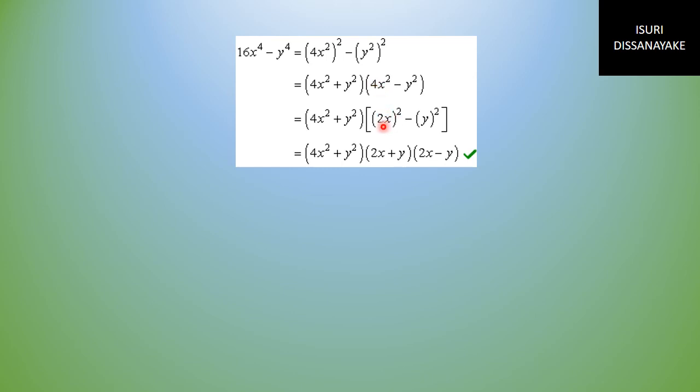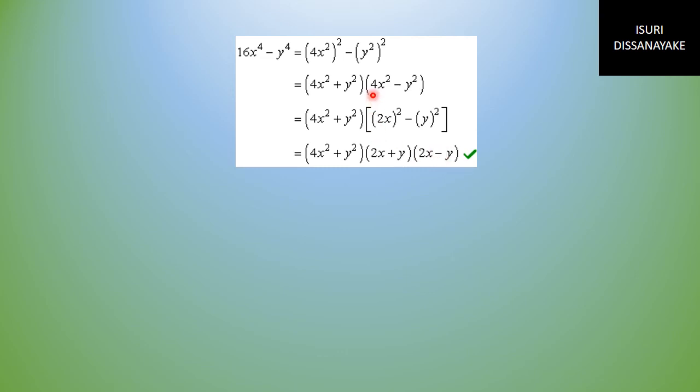4x squared you can write as 2x whole thing squared, so 2 squared is 4, and this is x squared, minus y squared. So the first bracket is as it is, 4x squared plus y squared. In the next brackets we have 2x plus y and 2x minus y.